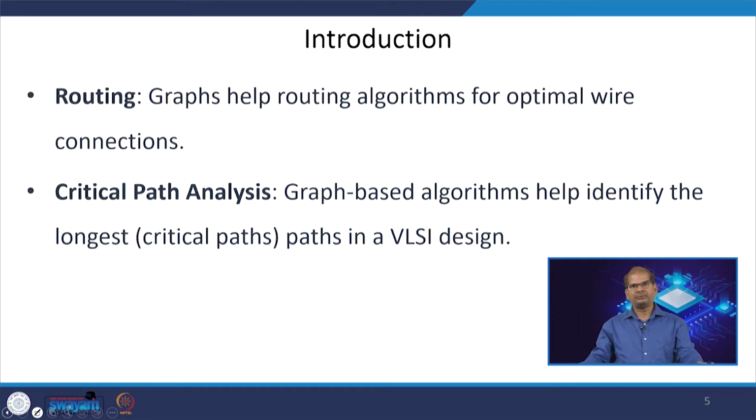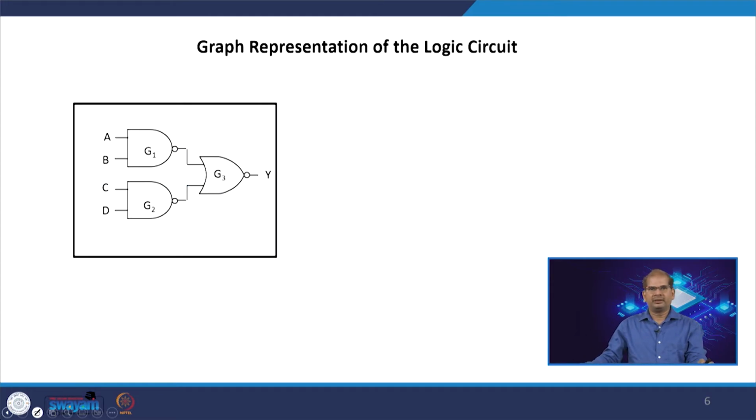Several graph algorithms are useful for routing. Routing is one of the important phases of VLSI Physical Design, in which we use the graph for optimizing the wire length. Similarly, graph based algorithms are also used for critical path problems. They are useful for identifying the longest path in the circuit, the critical path of the circuit, and here we will describe some of them.